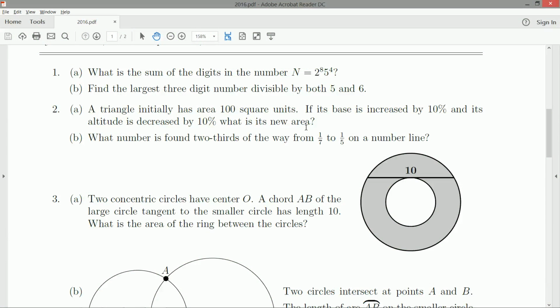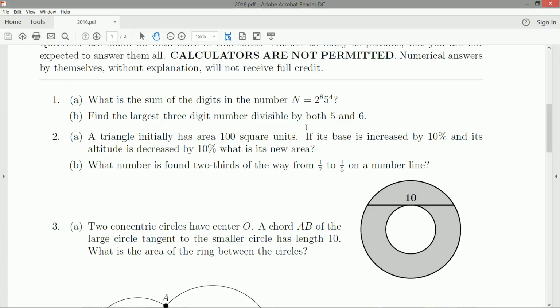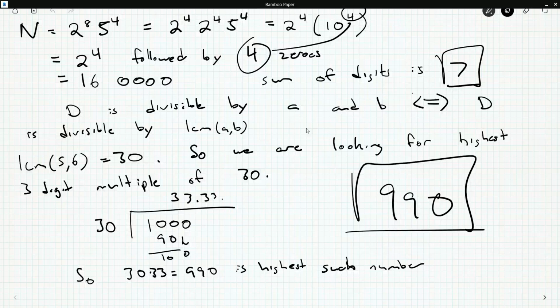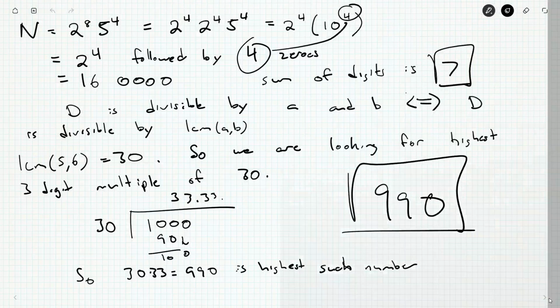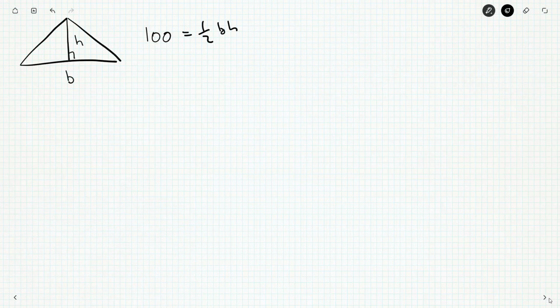area? Okay. So we have some triangle, we only know its area, but we're talking about base and height, so that brings to mind a very particular formula. We have a triangle here, and we have a height, we'll call it h, and we have a base b, and the only thing we're really told about this triangle is that 1/2 base times height is 100.